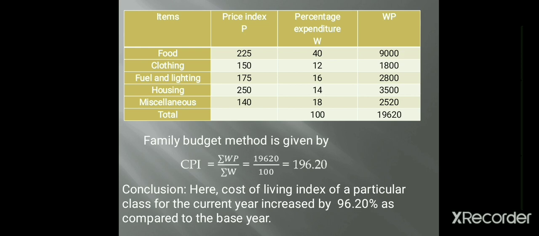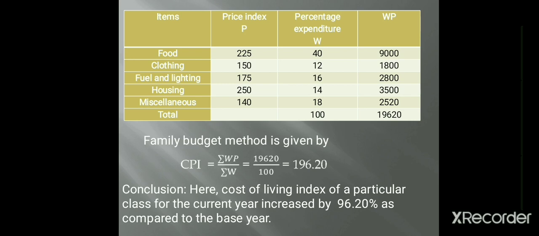Therefore, sum up all the values in the W column, which results in 100, because all the values in the W column are given in percentage, that is, percentage expenditures are given, and the sum of all those values should result in 100. Next, we need the summation WP value for the calculation. So create the next column heading as W into P. Now find WP values by multiplying the values in the W column with their corresponding values in the P column.